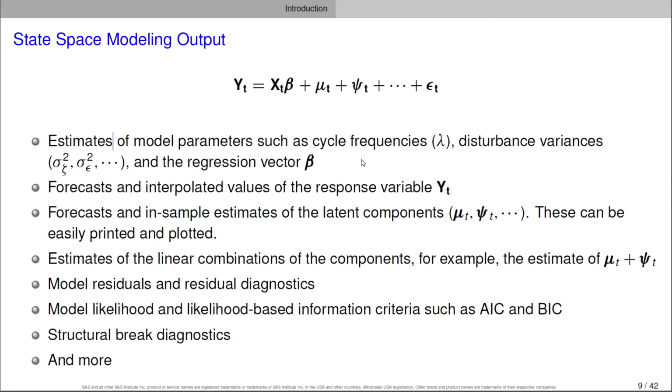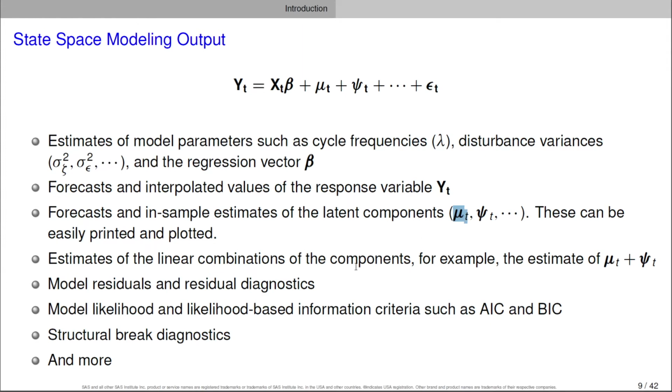You will get forecasts and interpolated values of the response variables. You'll also get forecasts and in-sample estimates of the latent components such as mu_t, psi_t, or whichever components are present in the model. It is very useful to plot and look at these estimated components, because just like in regression, we can decide whether a component conforms to our expectations and it can be dropped if it is insignificant. In general, this UCM is a very expressive form of time series modeling.